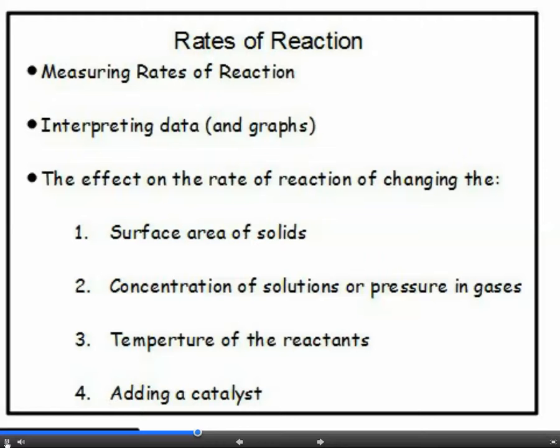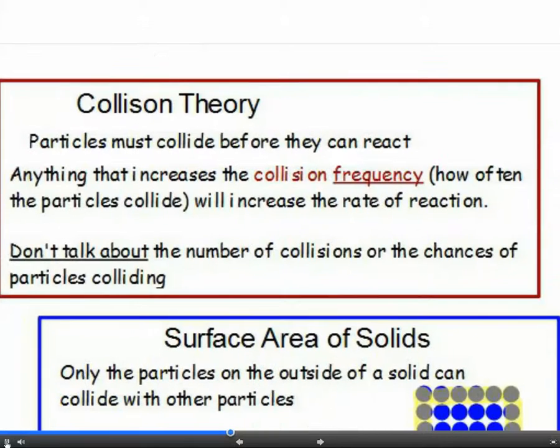There are 4 factors that affect the rate that you need to know about. To explain them, you need to use collision theory. Collision theory. Particles must collide to cause a reaction. The more frequently they collide, the faster the reaction is. Anything that increases the frequency of collisions will increase the rate of reaction.